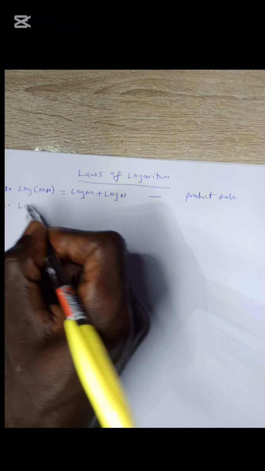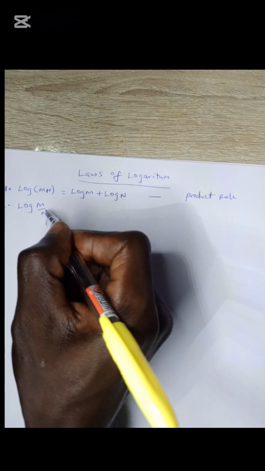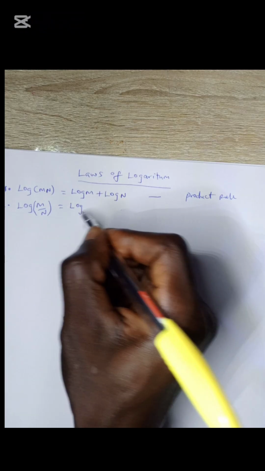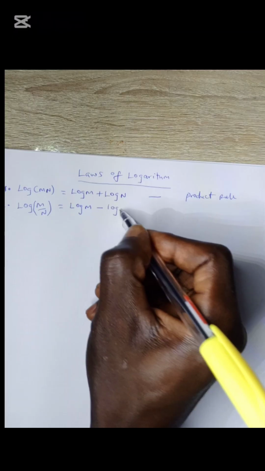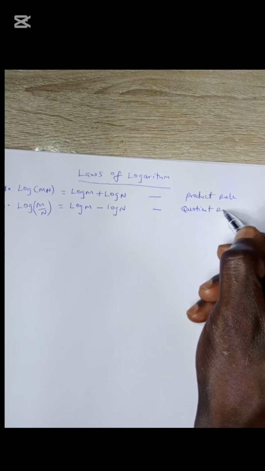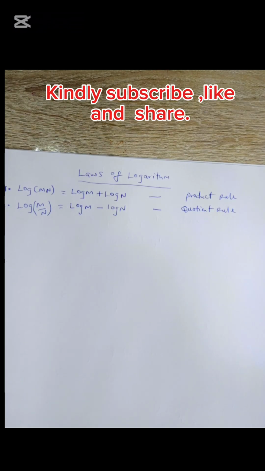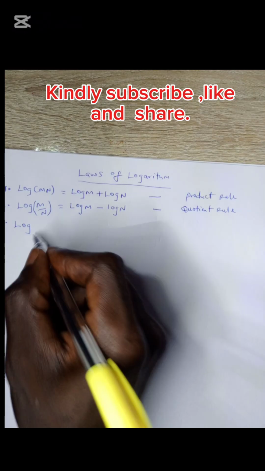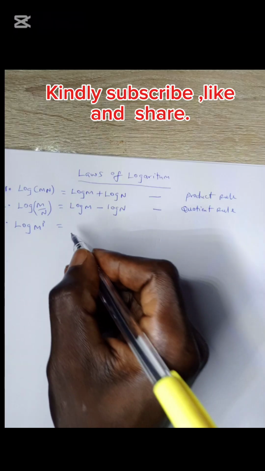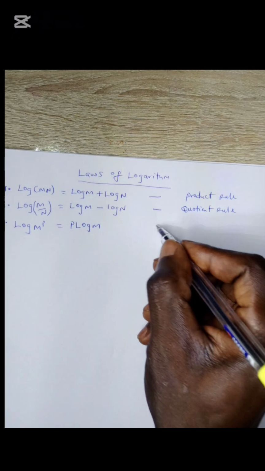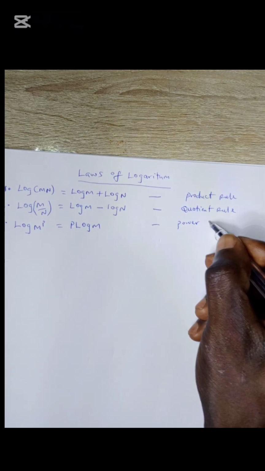Number 2: anytime we have log of m over n in bracket, this is a division law, or quotient rule. That is log m minus log n. Number 3: anytime we have log m raised to power p, it simply means p will multiply log m. This is what we call a power rule or power law.